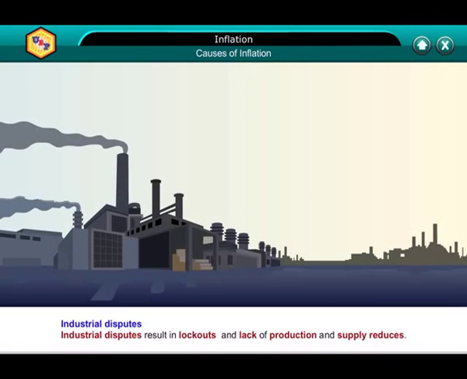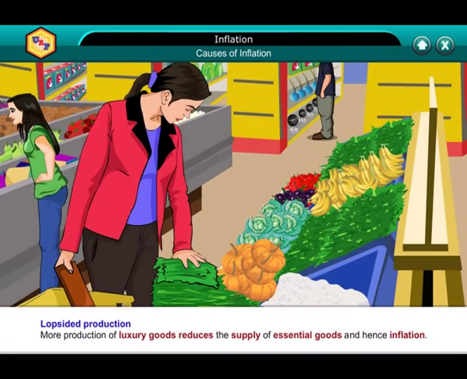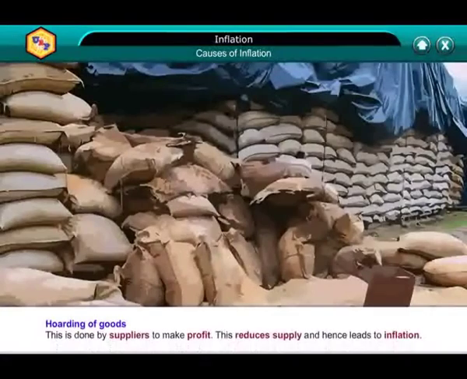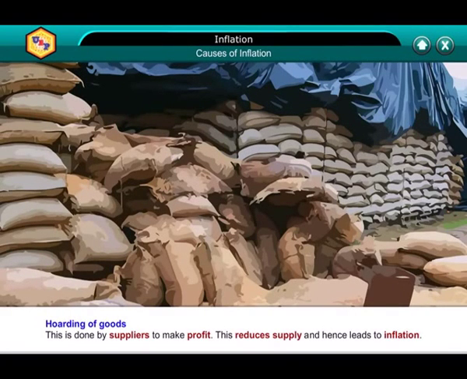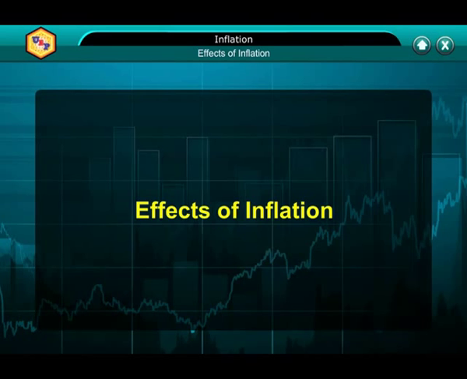Industrial disputes. Industrial disputes result in lockouts and lack of production, and supply reduces. Natural calamities. Natural calamities adversely affect supply of goods and services. Lopsided production. More production of luxury goods reduces the supply of essential goods and hence causes inflation. Hoarding of goods. This is done by suppliers to make profit. This reduces supply and hence leads to inflation.